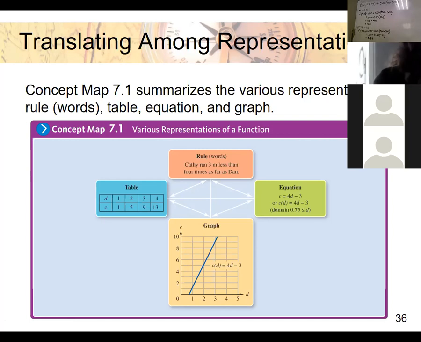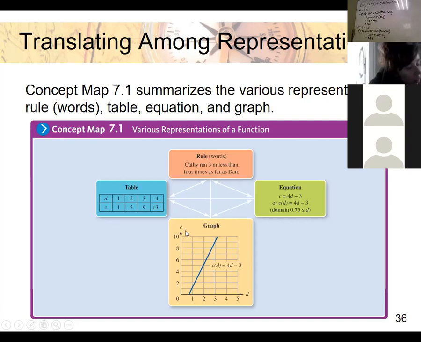Now that can be represented as an equation, which is in the green box here. We'll let C be Kathy and D be Dan. 3 miles less than 4 times as far as Dan, that would be 4D minus 3. Or as a function, C of D is equal to 4D minus 3. And also, we can see that it's as a table, where they pick D as the distance that Dan traveled, and C would be Kathy's distance, okay?